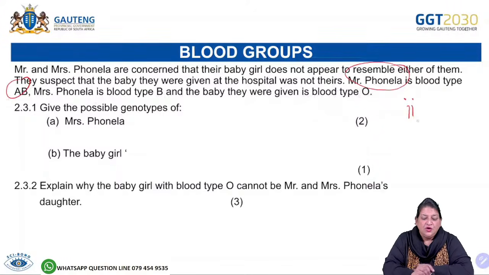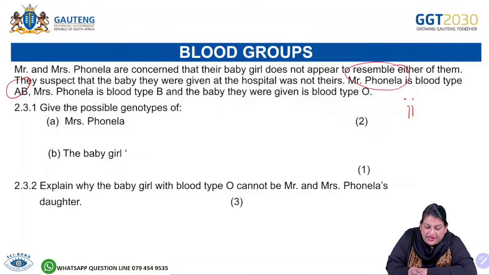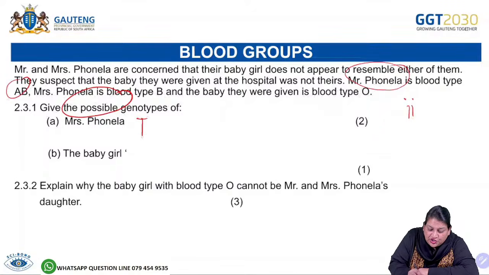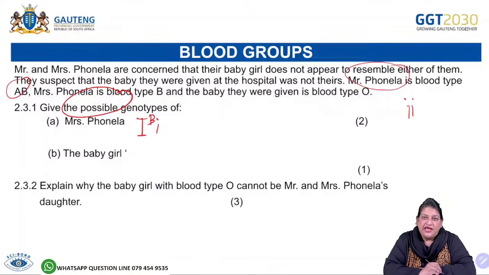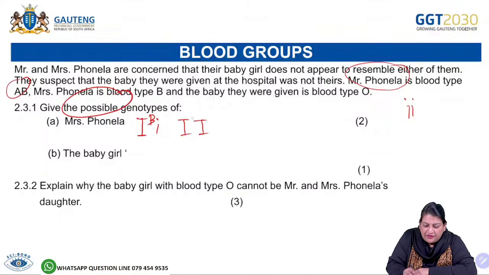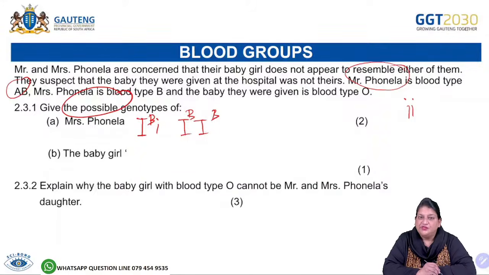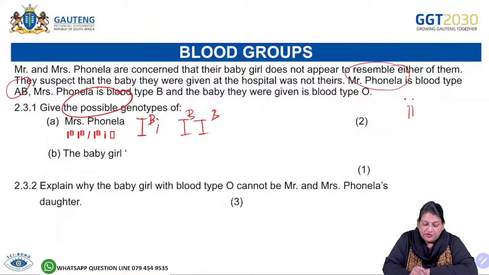so he could never have donated that to his child. So therefore, give the possible genotypes of Mrs. Fonella. She is blood type B. So the possible ones are she could be heterozygous blood group B, or she could be homozygous blood group B. Okay? And let us see that. That is her blood group. What will be the possible genotype of the baby girl? If she is O blood group, she can only be what? Two small i's. Let's see if it's correct.